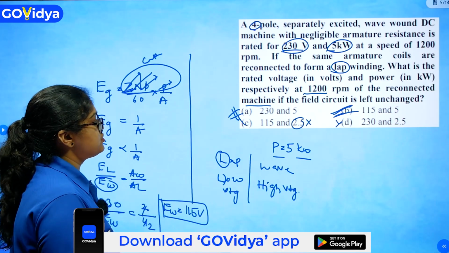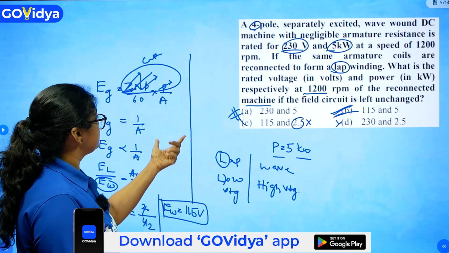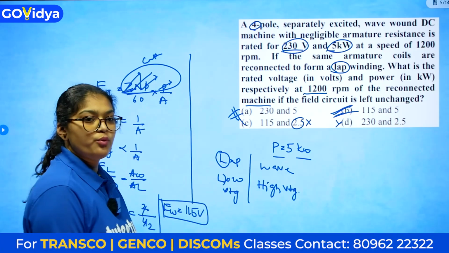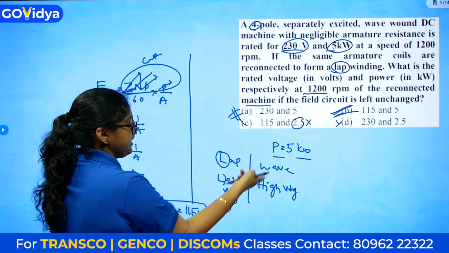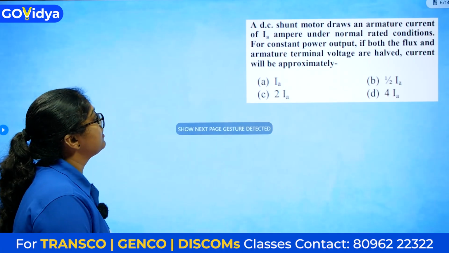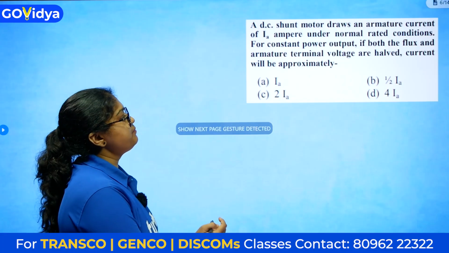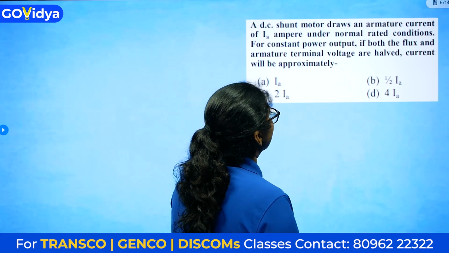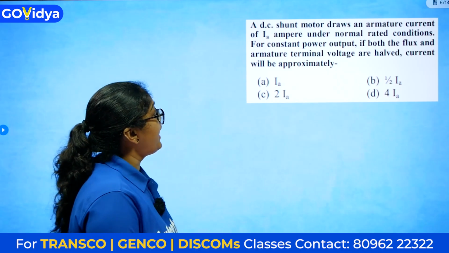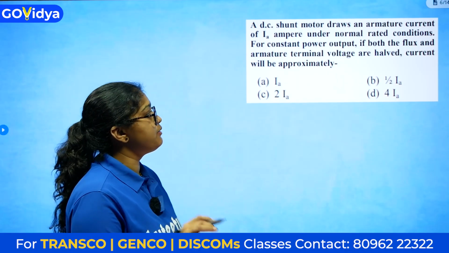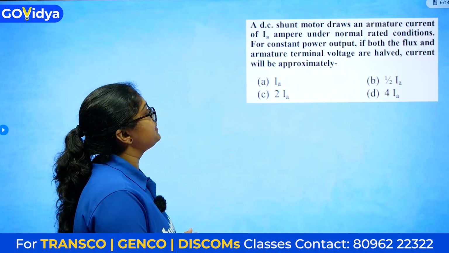Clear? So if a problem is given, you have to solve it like this. And remember, for a lap winding, low voltage, and automatically for a wave winding, high voltage will be. Next question. A DC shunt motor draws an armature current of IA amperes under normal rated conditions. And for a constant power output, if both the flux and armature terminal voltage are halved, the current will be.